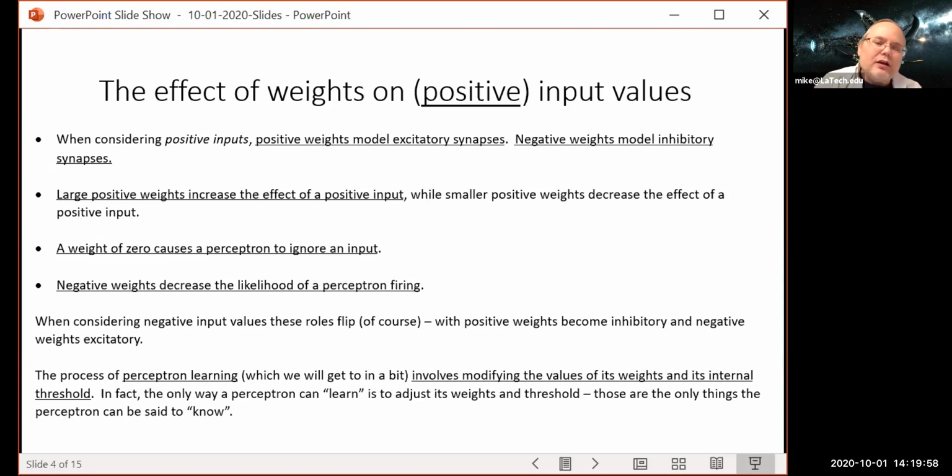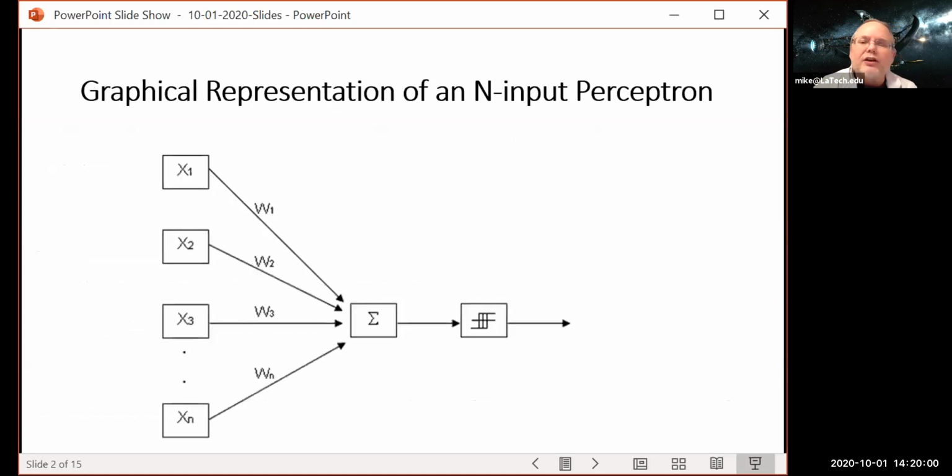So at this point, you might say we now know everything we need to know about a perceptron. We know how it functions. It's extremely simple. Well, that took about 10 minutes of our lecture. So are we done yet? No, we're just getting started. And why are we just getting started?